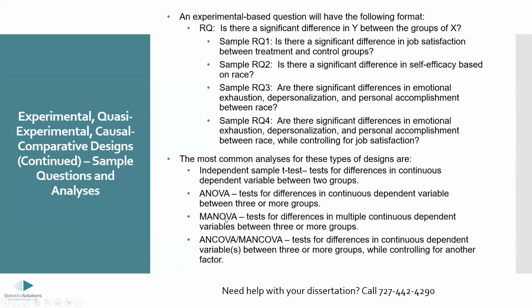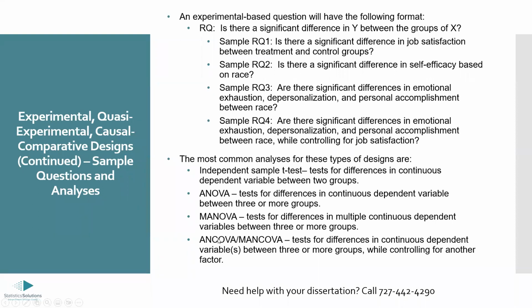A MANOVA is very similar to an ANOVA, but the M stands for multivariate, which means you can have more than 1 dependent variable. So compare research question 2 to research question 3. They're very similar. However, in the third one, we have 3 dependent variables: emotional exhaustion, depersonalization, and personal accomplishment. If we're looking for differences across all 3 of these dependent variables between race, you can run a MANOVA.